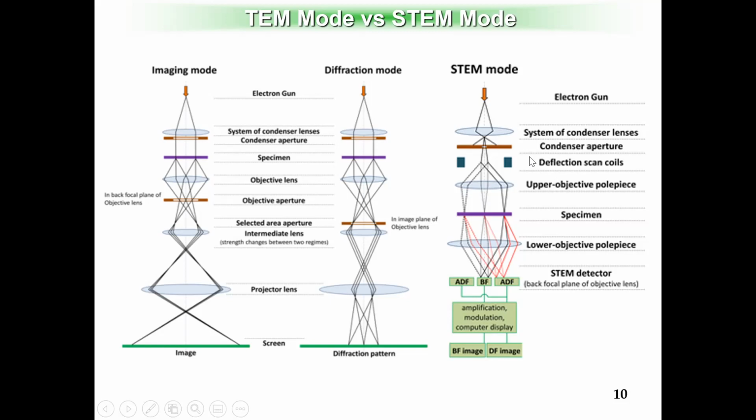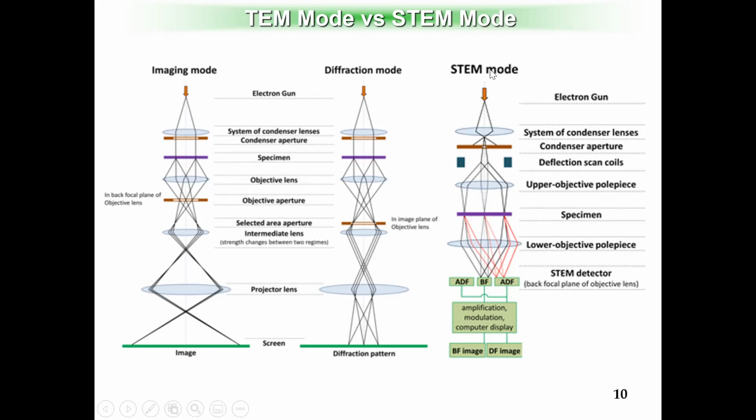In the other mode, STEM, scanning means that when the beam hits the sample, it is actually focused to a point probe. In this mode, it depends on your beam: the smaller your point probe, the higher the spatial resolution. So what happens during the imaging collection process for this mode?